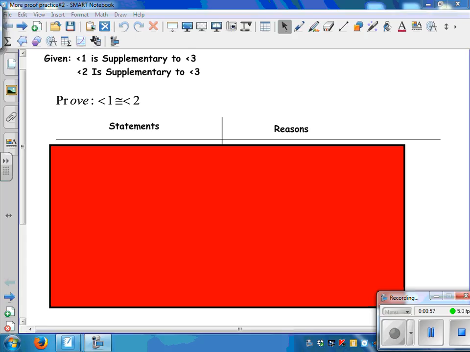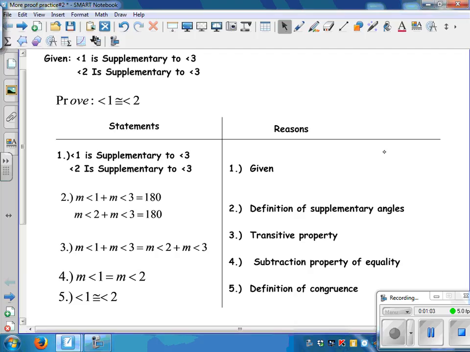Okay, so you've finished your proof now as much as you can. Let me show you what mine looks like, and I'll explain it as I go. So number 1, you have to have your given statement. Now, because I told you that you have supplementary, you have to use definition of supplementary to create your relations. You should have that the measure of angle 1 plus the measure of angle 3 is 180, and the measure of angle 2 plus the measure of angle 3 is 180.